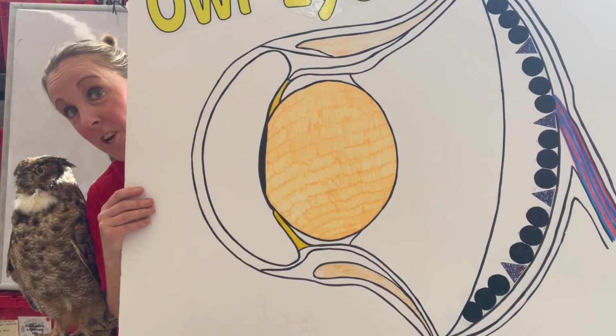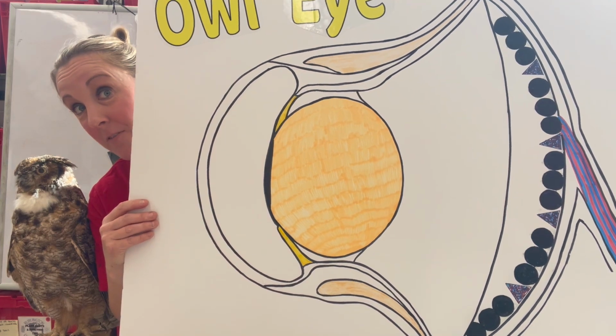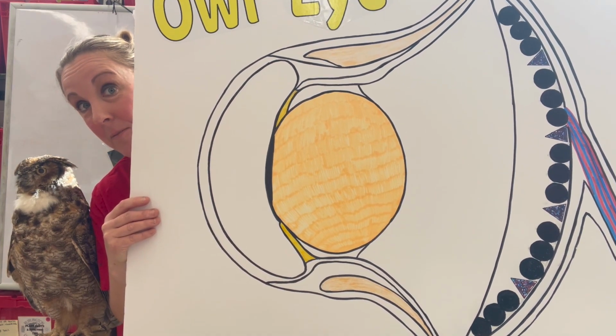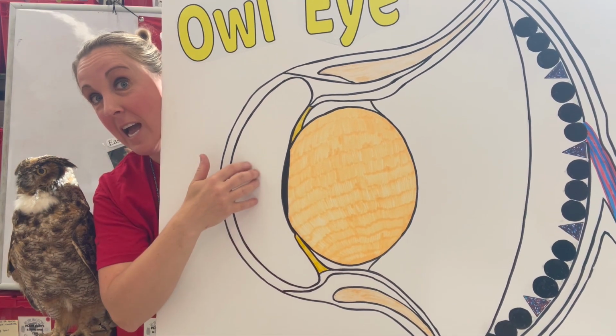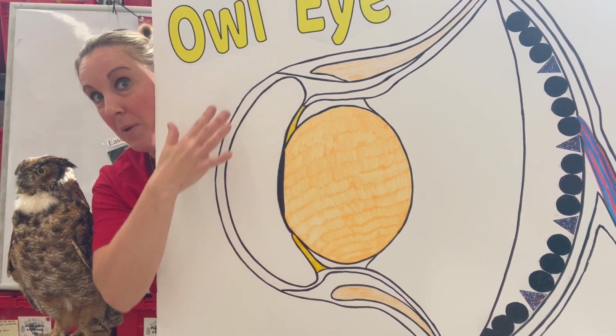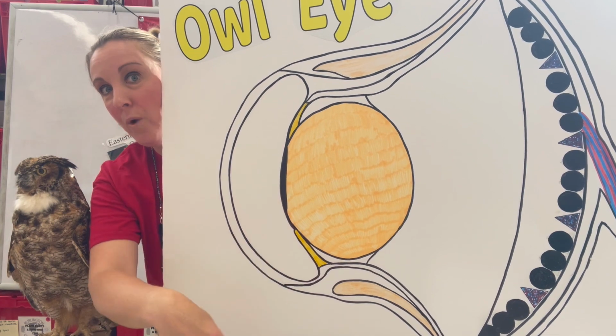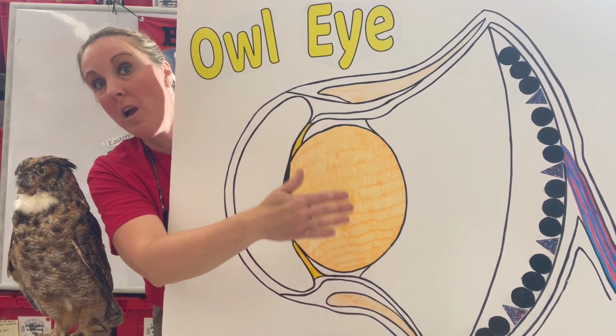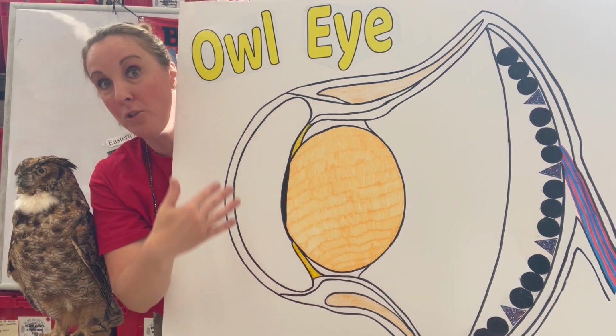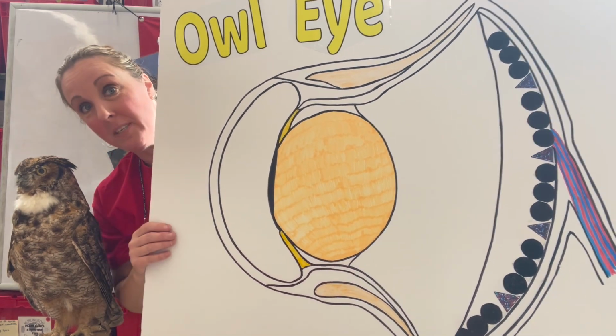Well, the first thing you're going to notice is that it's shaped a little bit differently, right? You'll see how this front section with the lens and the pupil, it's much bigger and bulges. The owl doesn't have a circular shaped eye. It's more kind of large in the back and then bulges out in the front. So the shape is different.